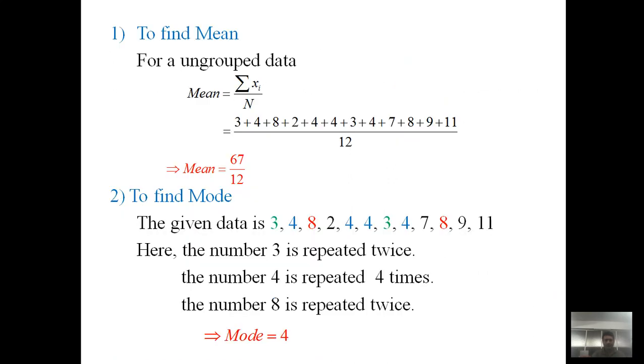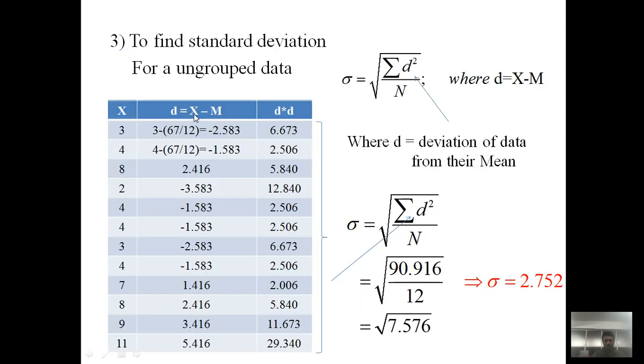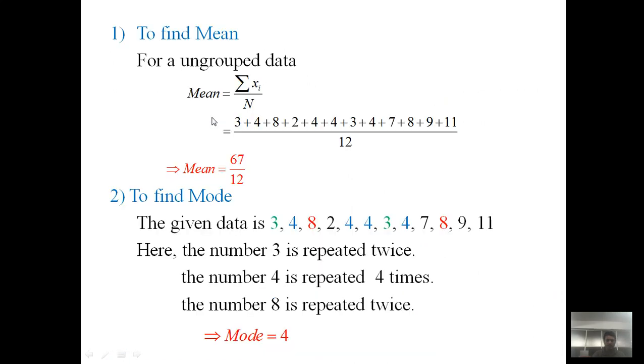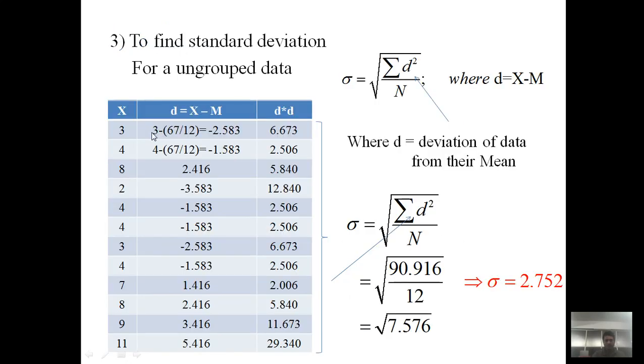So here in the first option we have to find out the mean, which is 67 divided by 12, and this second column is nothing but the deviation, that is x minus mean. So just particularly about this cell, the value of x is 3 minus the value of mean, that is 67 divided by 12, and the simplification of this leads to minus 2.583.